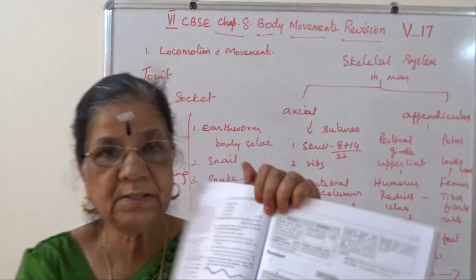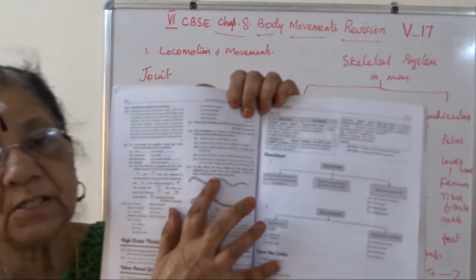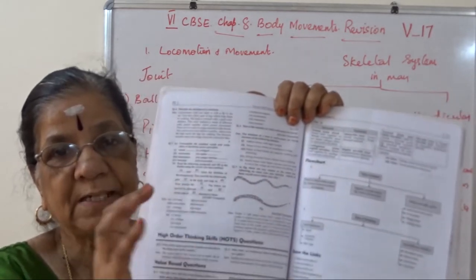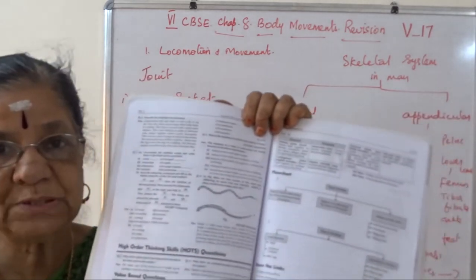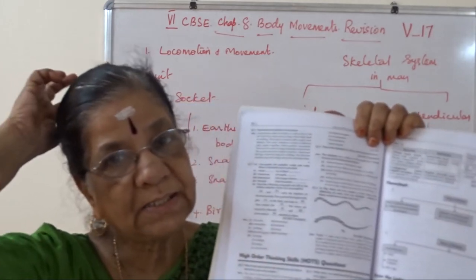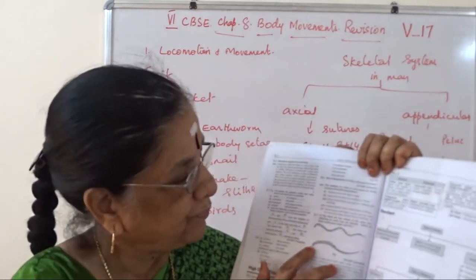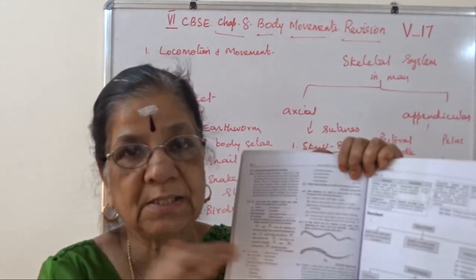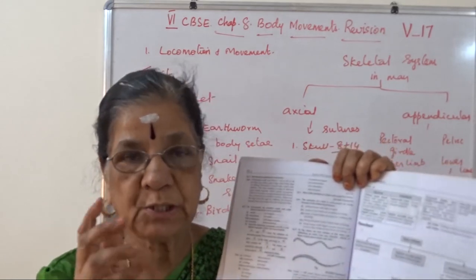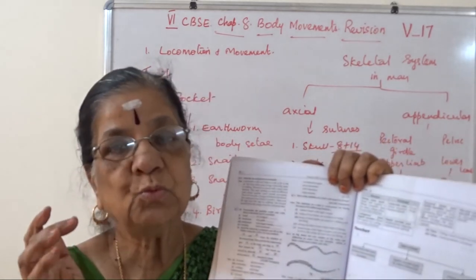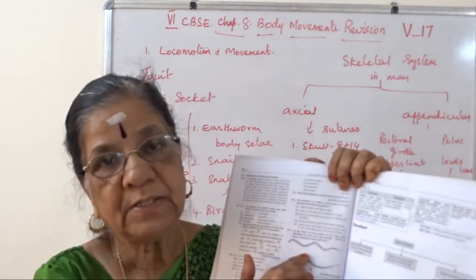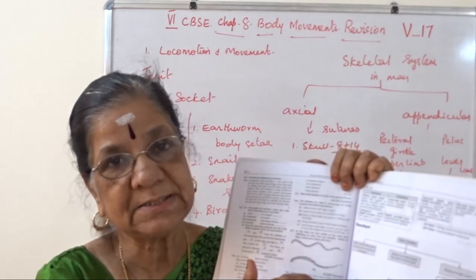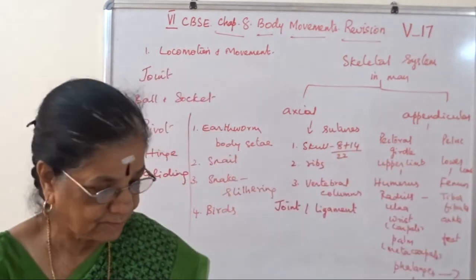Now in this figure there are two snakes. One has too many loops. Loops mean curves, that is the slithering movement. Which snake will move faster? The more loops a snake has, the faster it will move. So this one will move faster than this one. I hope you understand.